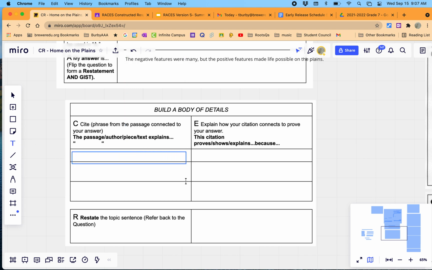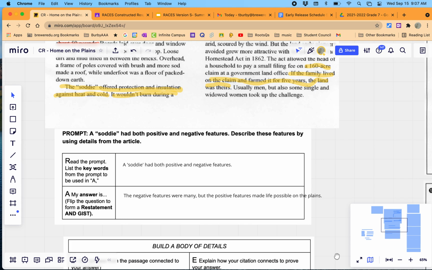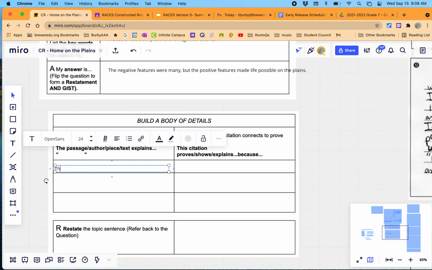I'm just going to type, and it's going to say, the first one that I want to talk about is going to be the positives. And I'm going to say the soddy offered insulation against the intense heat and deep cold of the prairies.